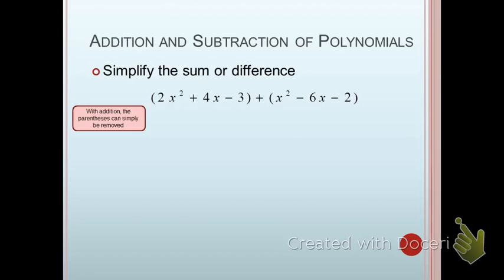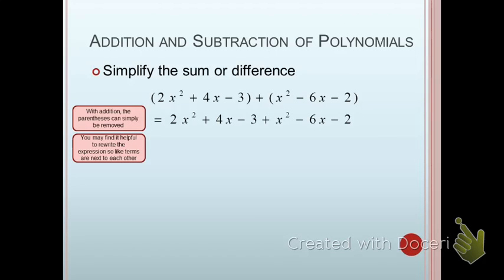So here's our first example of adding two polynomials together. Notice we can just go ahead and remove the parentheses. And then what we're going to do is look for like terms, so terms with the same variable and the same exponent. We're going to rearrange the order of the terms so that like terms are side by side. So notice the x squared is next to the 2x squared, the negative 6x is next to the 4x, and then the two constant terms are together.